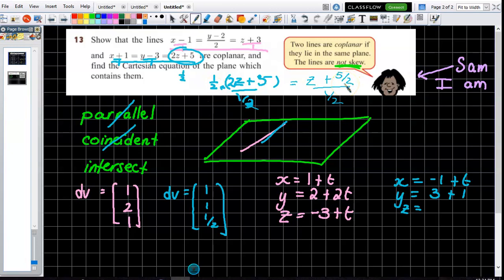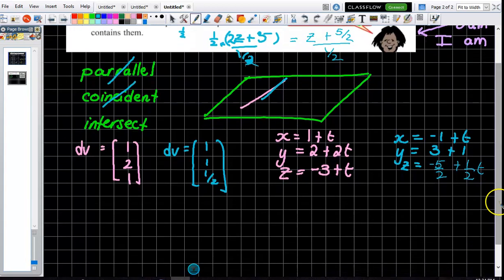So that means my parametric will be minus 5 over 2 plus a half t. Correct? So what do we do now? We make our x's equal each other. Quite frankly, if we don't find that these intersect, the rest of the question is over, because then we don't find the equation of the plane. So we're going to equate your x's.